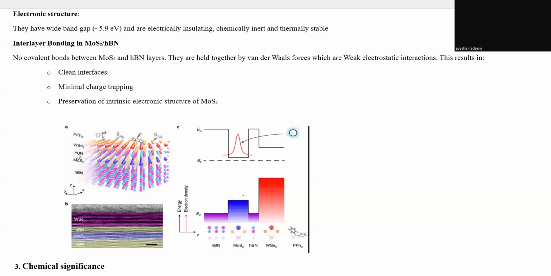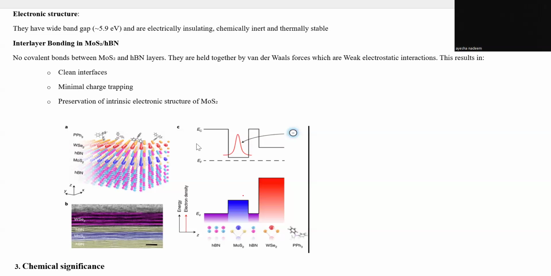The figure B shows the experimental verification of the stack. There are sharp interfaces, which show van der Waals bonding, not covalent bonding, and it shows clean interfaces, minimal defects, and preserved intrinsic electronic property of each layer. And the figure C here shows the energy band diagram and charge distribution.